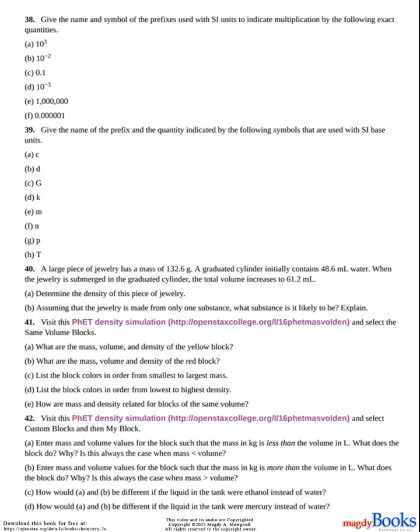A. What are the mass, volume, and density of the yellow block? B. What are the mass, volume, and density of the red block? C. List the block colors in order from smallest to largest mass. D. List the block colors in order from lowest to highest density. E. How are mass and density related for blocks of the same volume?